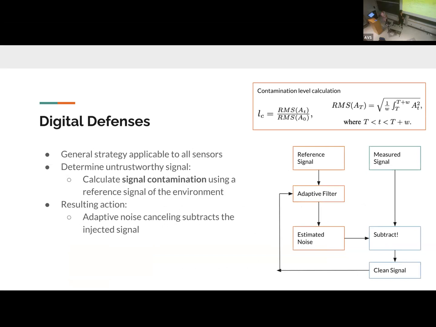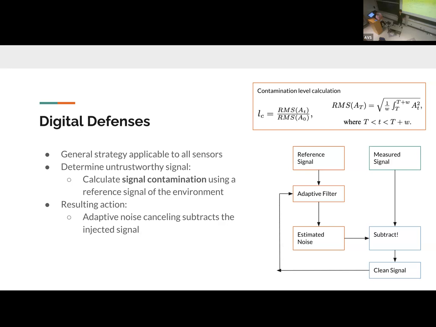Now, as for adding defenses on the digital side of a sensor, we have this strategy that could be applicable to all sensors. And the idea is to add an additional component that doesn't measure what you want to measure, like for the sensor, but measures the general environment. And then we could calculate something called a contamination level, which the math is on the upper right, but it's the root mean squared of the waveform that you're seeing in the environment, divided by the root mean squared of the same components, but when it's calibrated in a quiet environment.